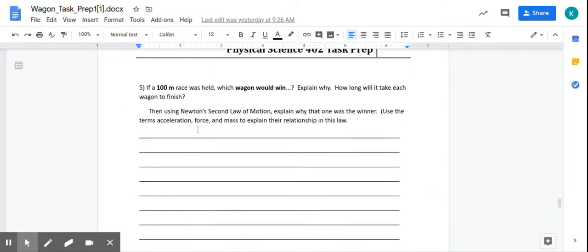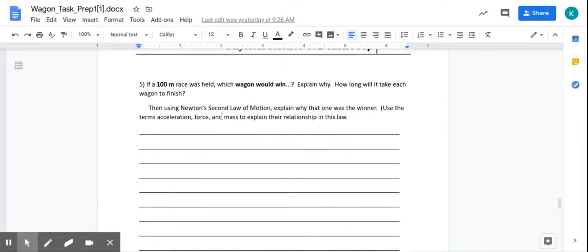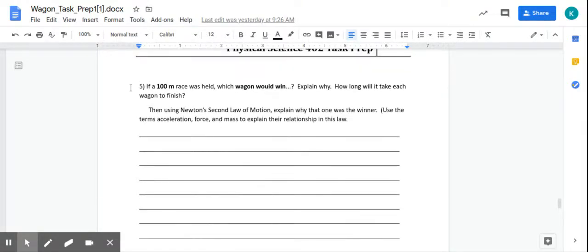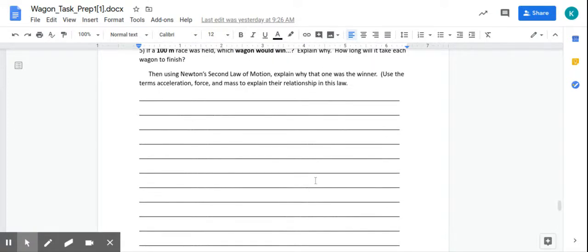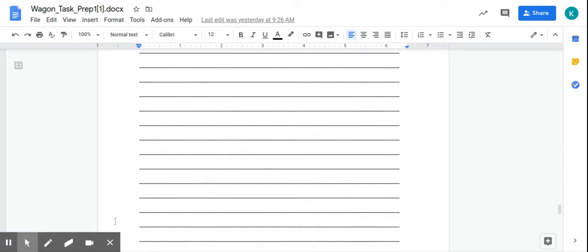And then this is more of a written question. If a 100-meter race was held, which wagon would win? Explain why. How long did it take each wagon to finish? So you're looking for time there, given a distance. In the 100-meter race, you're looking for time, and explain how you know which one would win. All right, good luck.